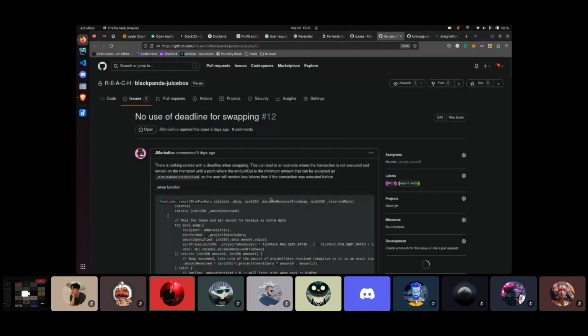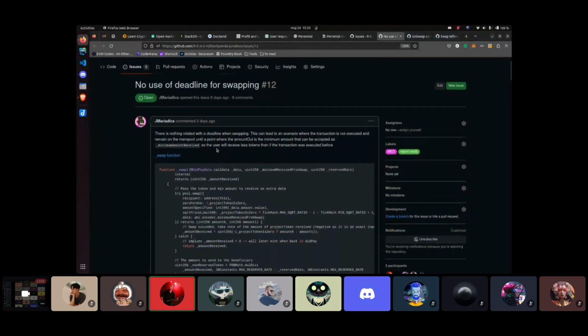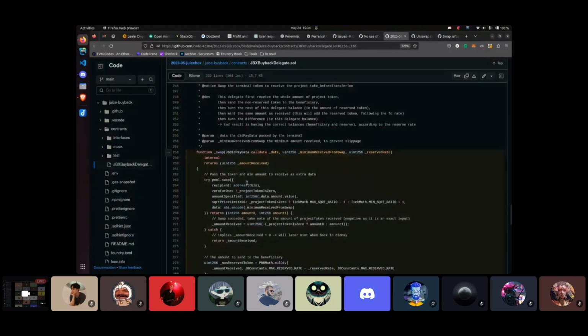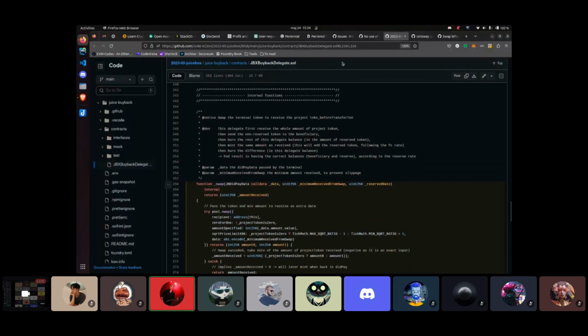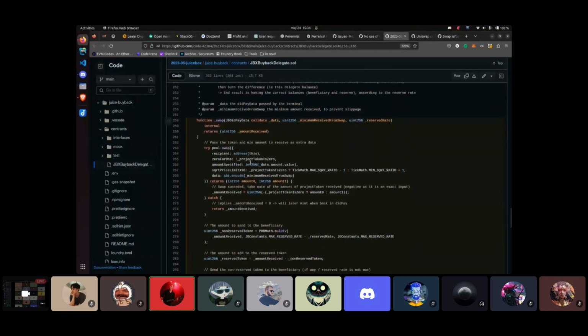But we reported 3 mediums here. So, for example, this JB delegate has 2 options. You may either mint the project tokens or go through swapping them on the Uniswap v3 pool. The thing is that if the Uniswap pool price is better, you're going through Uniswap swap. If not, you are just minting them.